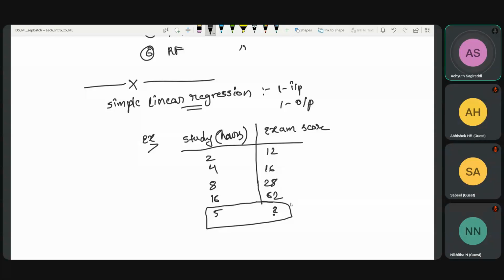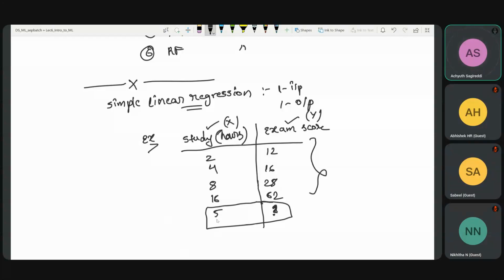To find this out, we have to analyze this entire data and find the relationship between the study and exam score. For time being, let's say study is represented as X and exam score is represented as Y. Because this is output, right? Why is this output? Because we don't know this thing. That is why this is output.